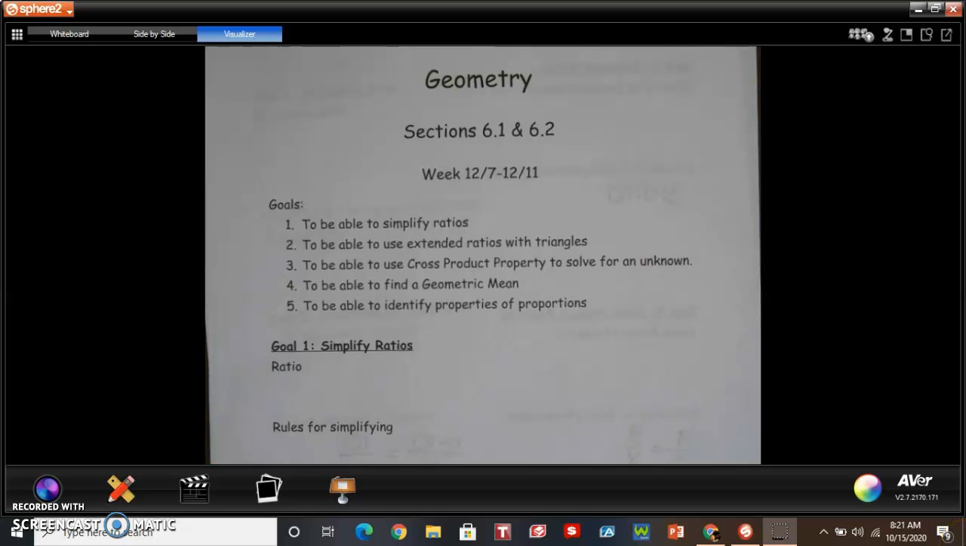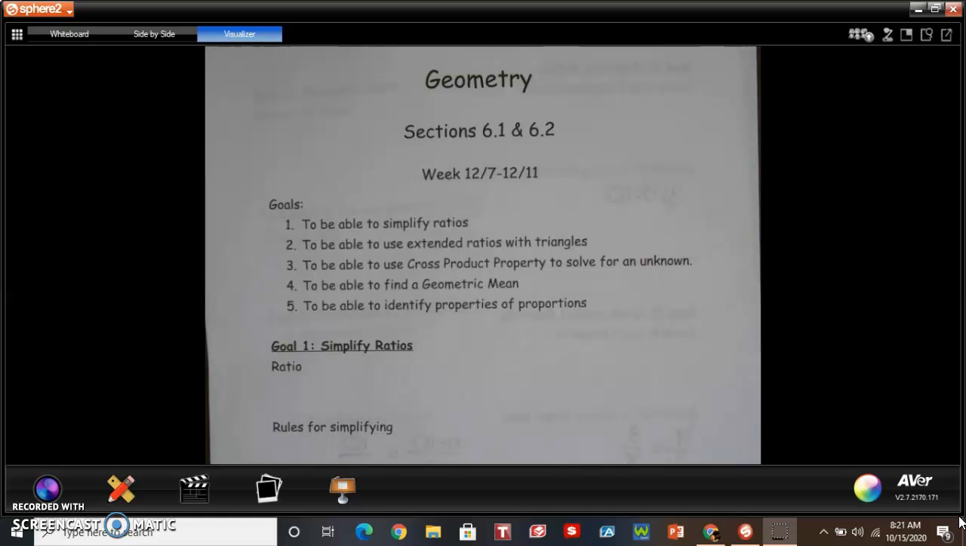Welcome to Unit 6, and we are going to be covering for this week sections 6.1 and 6.2. We have 5 goals for today, which I know seems like a lot, but we're going to get through it. This might be a 2-part video. Our 5 goals are to be able to simplify ratios, to use extended ratios with triangles, to use the cross-product property to solve for an unknown, to find a geometric mean, and to identify properties of proportions.